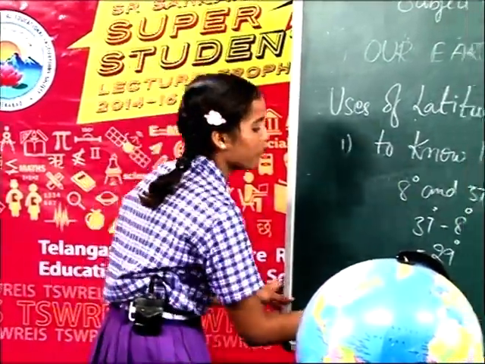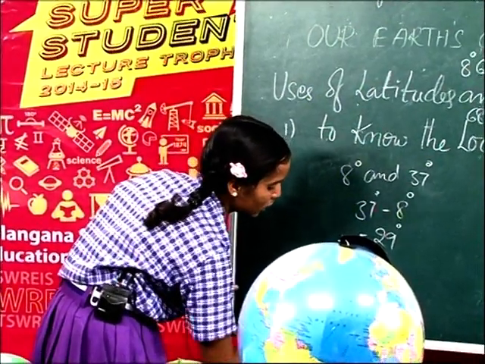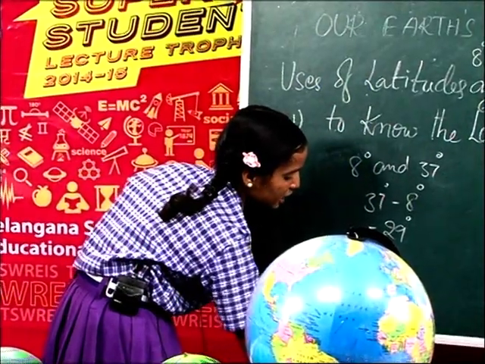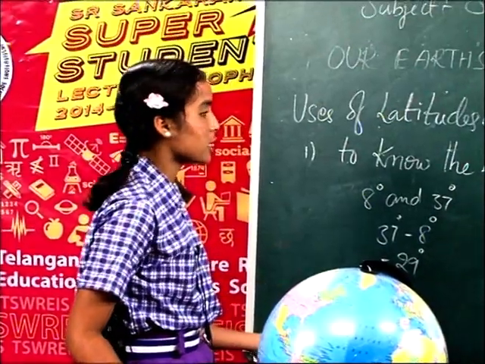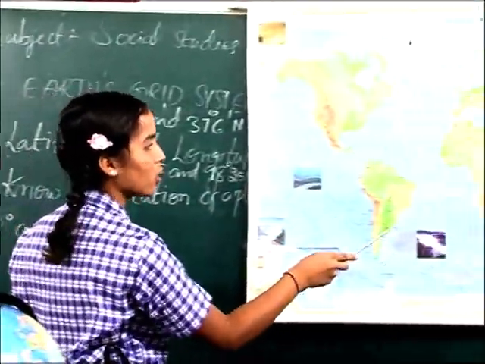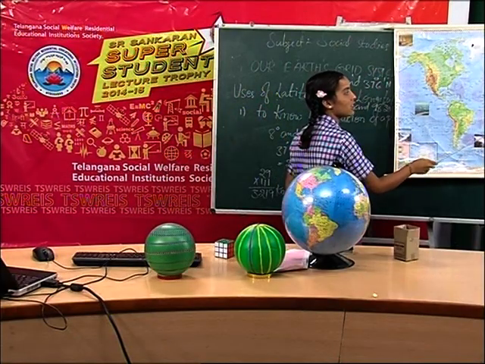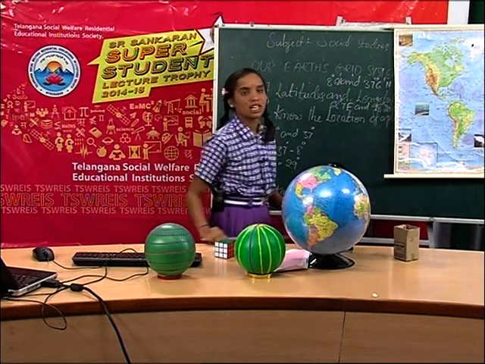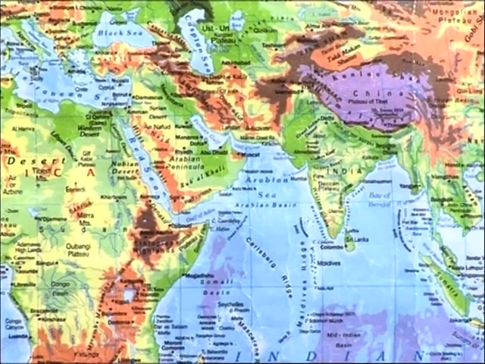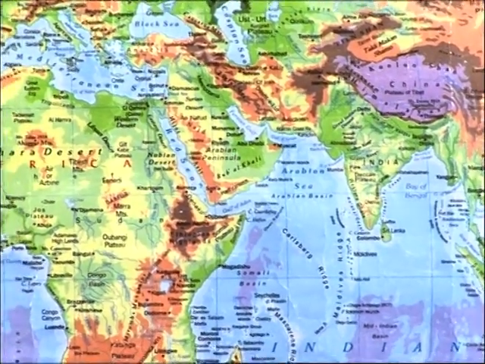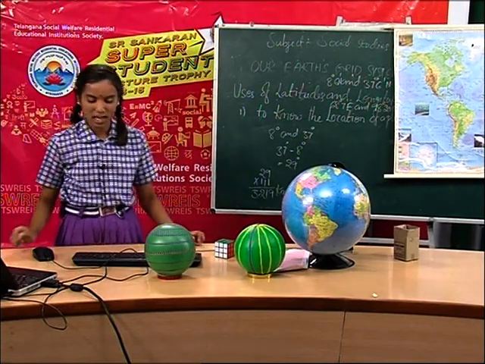So, here 29 into 111 kilometers is equal to 3,219 kilometers. Friends, now we have found out the distance between the north and south ends of India. And here totally the distance between the north and south ends of India is 3,219 kilometers. And friends, like this we can know the location of a place exactly on a map or on a globe. And friends, let us see another example.